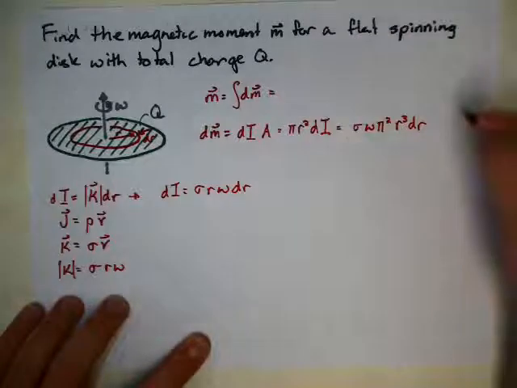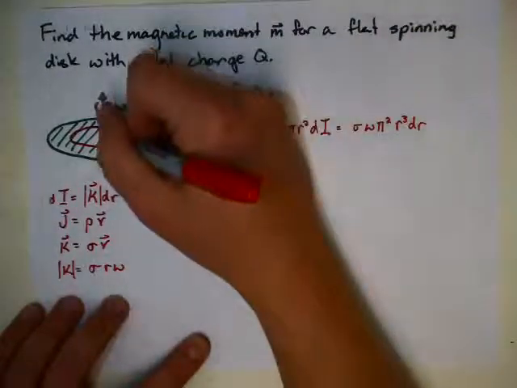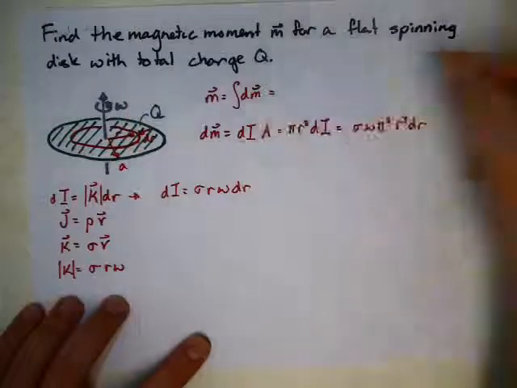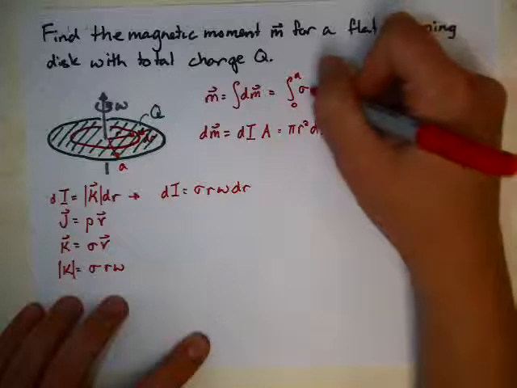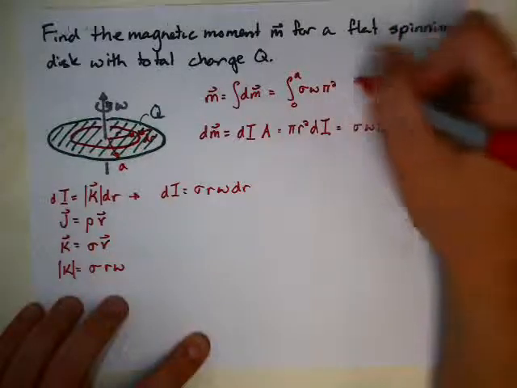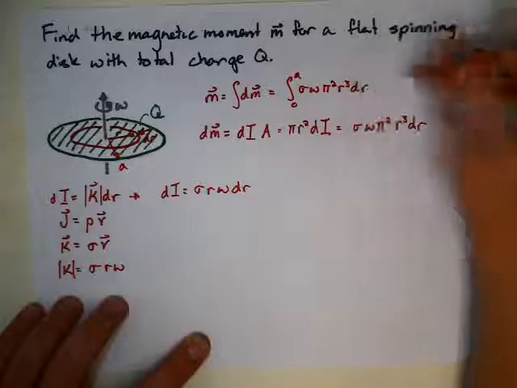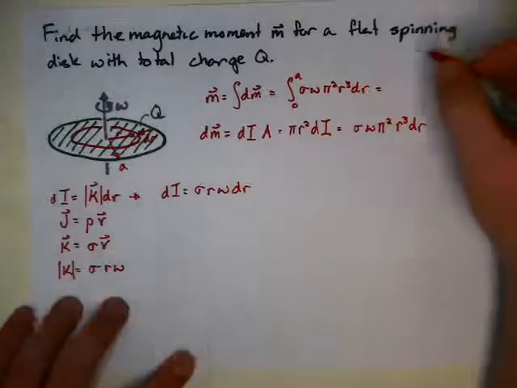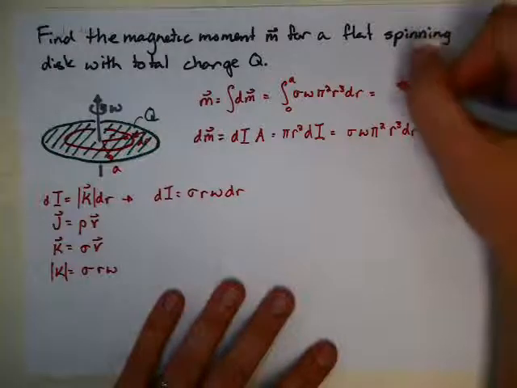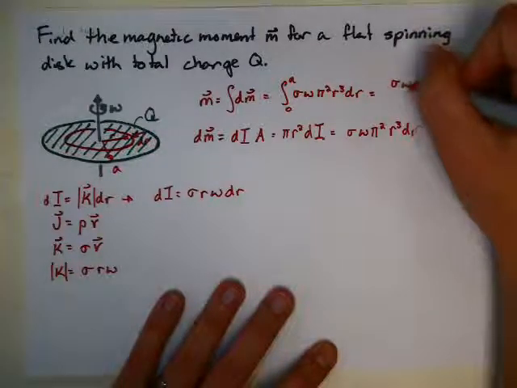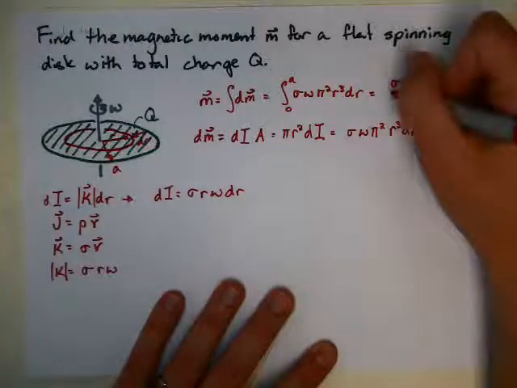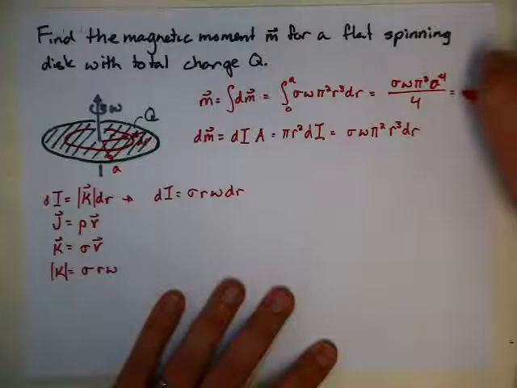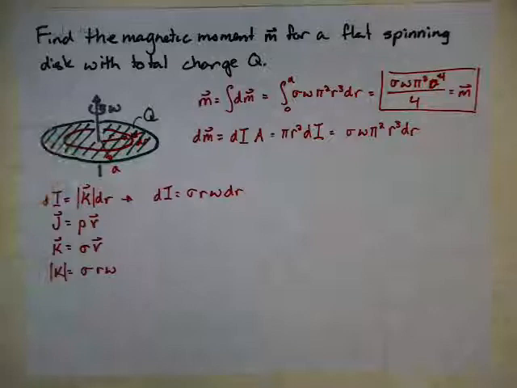Now, if the radius of this full thing is a, we write down the integral from 0 to a of sigma omega pi r cubed dr, which is a trivial integral. It's an integral of a polynomial, so this is sigma omega pi a to the 4th over 4. And that is the magnetic moment due to a spinning charged disk.